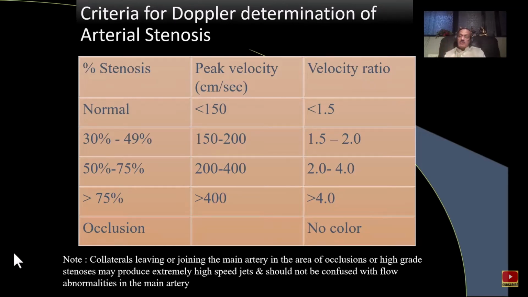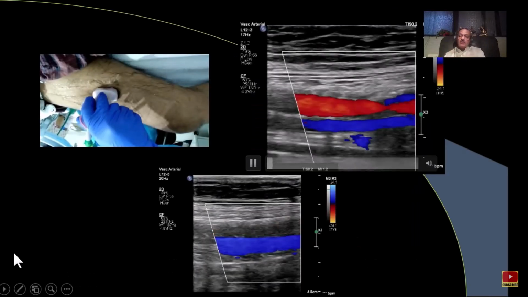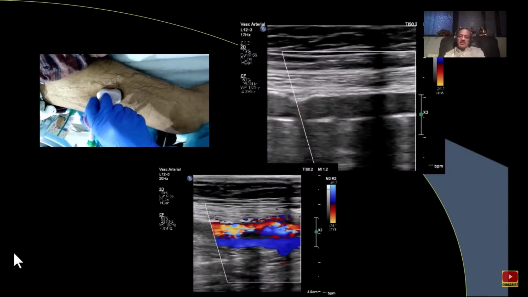Because typically, upstream 2 centimeters above the site of evaluation, if the velocity is say 100 and then it becomes 200, we know it is 50% stenosis. So there are no shortcuts. We have to take multiple readings at multiple points, and we'll see how we do it in practice. So here's a classical day-to-day example.